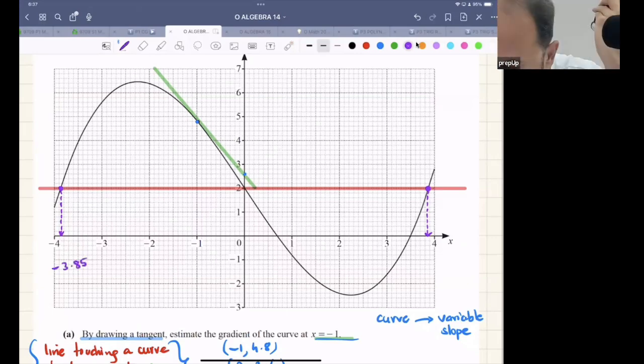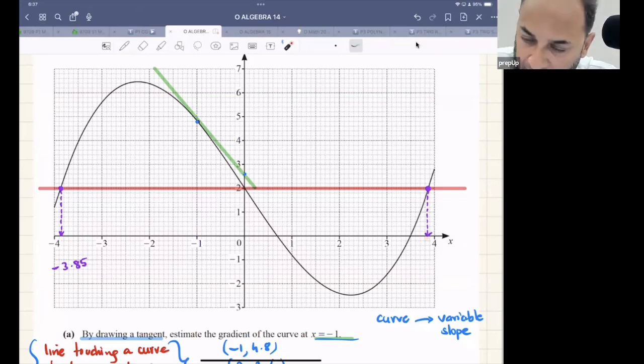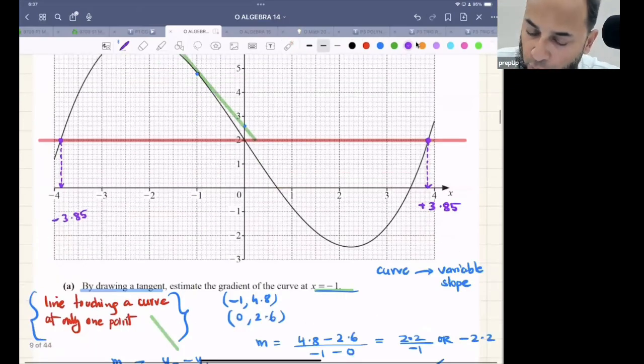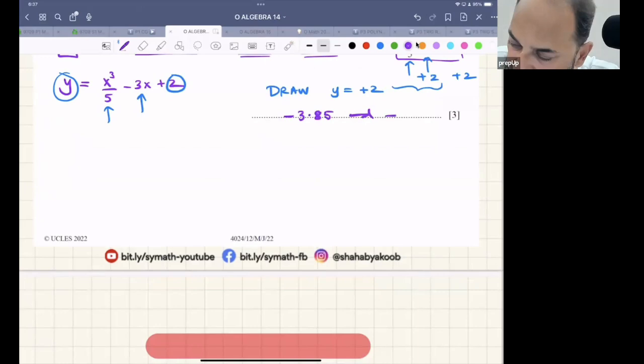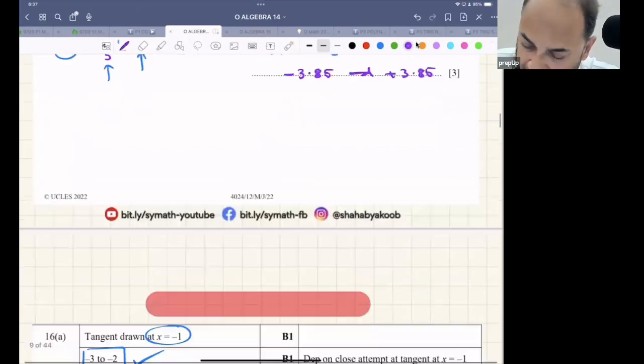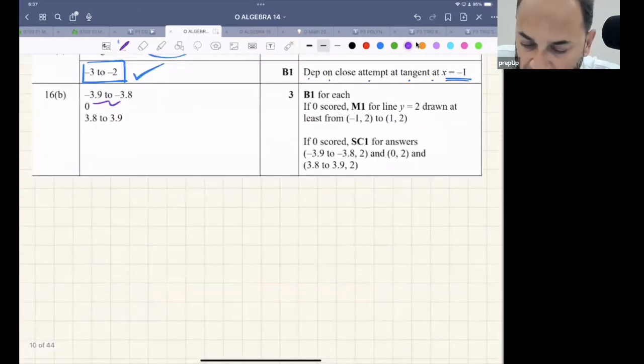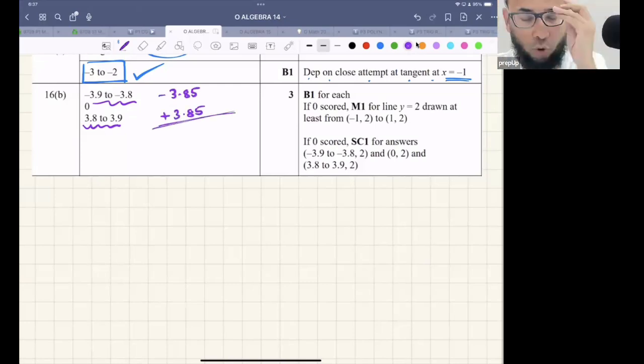And over here, what is that? I think it is symmetrical. This is also 3.85, so this is positive 3.85. So now two answers are there: negative 3.85 and positive 3.85. Let's look at the answer. Between 3.9 and 3.8, between positive 3.8 and 3.9. So our answers are negative 3.85 and positive 3.85. Is this all good, all clear?